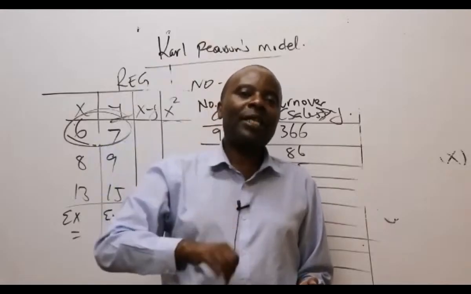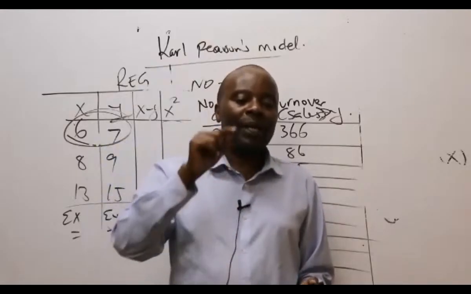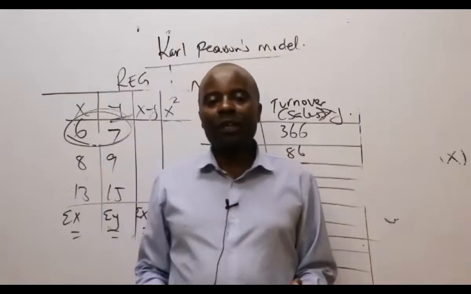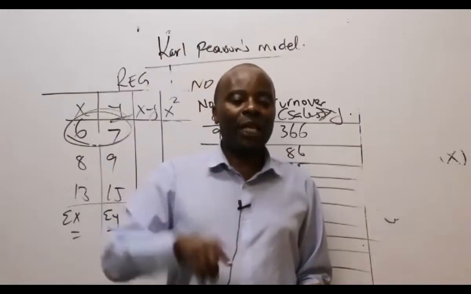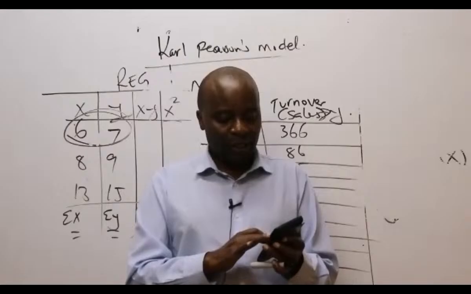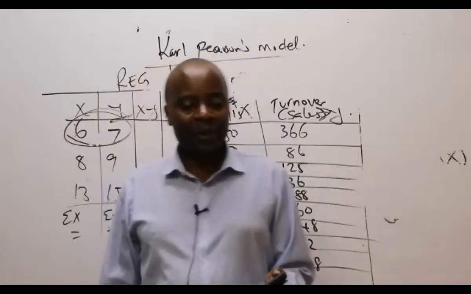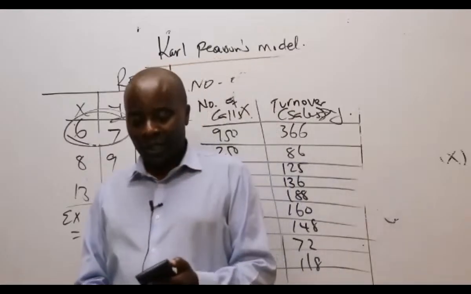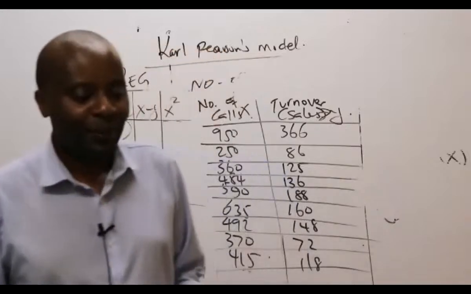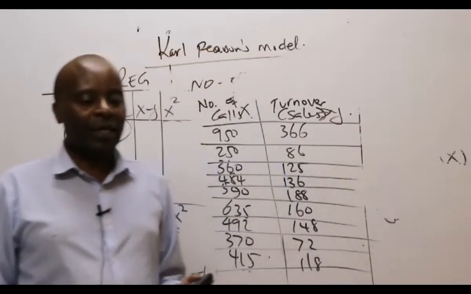Wakiandika na yellow inamaanisha for you to access that, lazima useme shift. Thank you very much, Collins. For you to access that sigma which is in yellow, lazima useme shift 1. Nataka tuende pole pole, tuende pamoja.